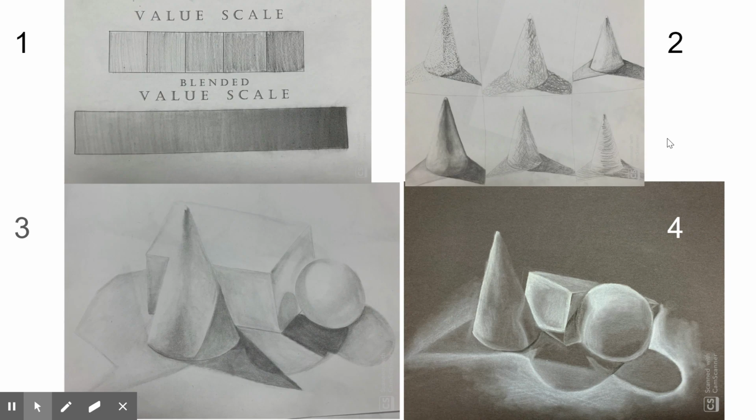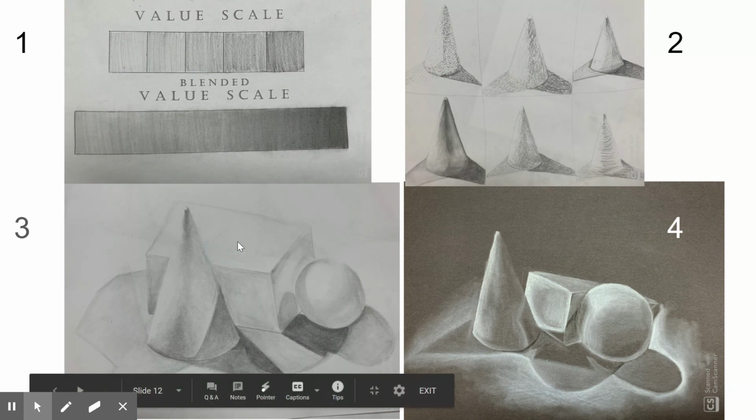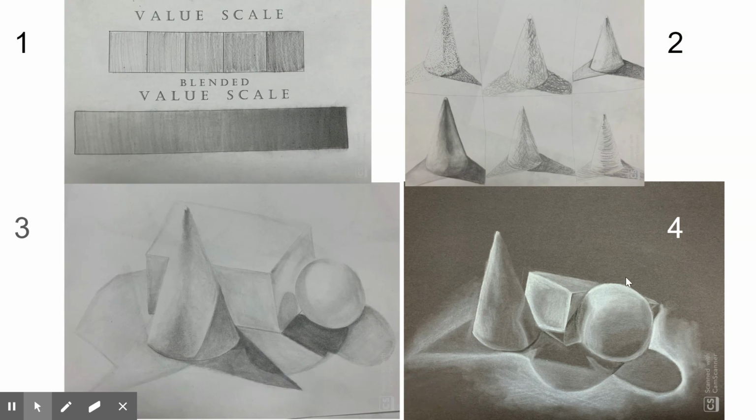Okay? So this is kind of a summary of what you're going to turn in by Friday. I want these 4 things. And this is here in the slideshow, so you can go back and look at it. But I want the finished value scale, your drawing of 6, your full drawing with pencil with whatever shading technique you like from the second exercise. And then the last one is the white charcoal drawing.